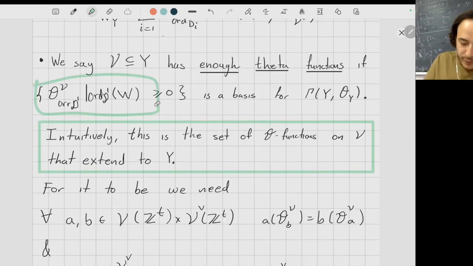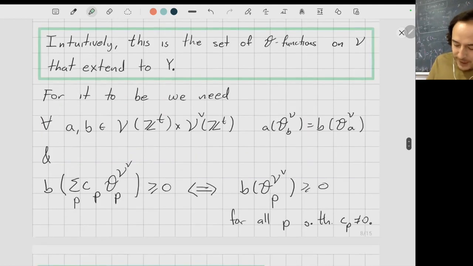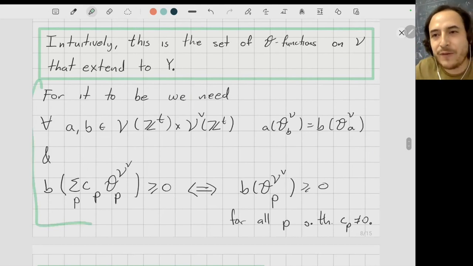Intuitively, this set is what I was telling you: it parametrizes those functions of V that extend to Y. There are some technical conditions for this intuition to be true. I don't want to go through all of them due to time. I don't know how much time I have.